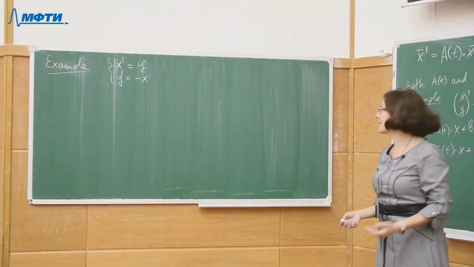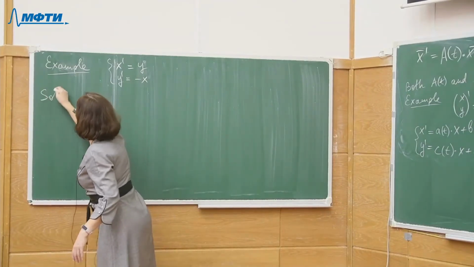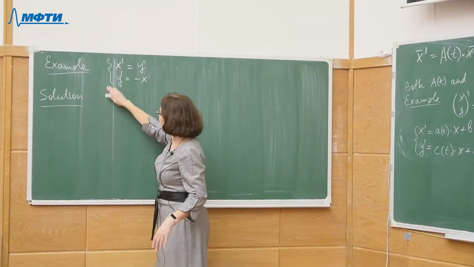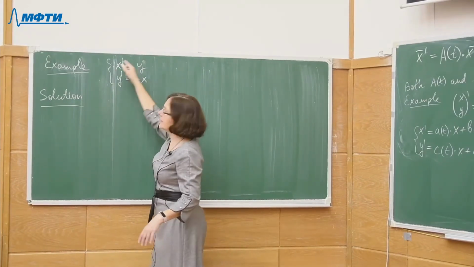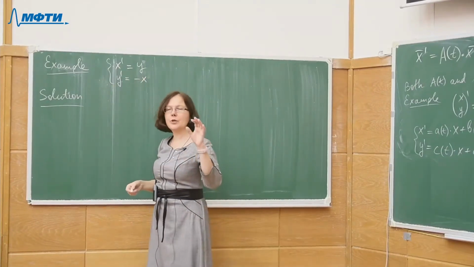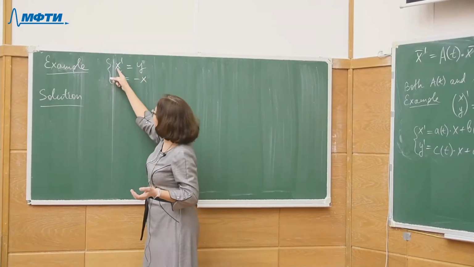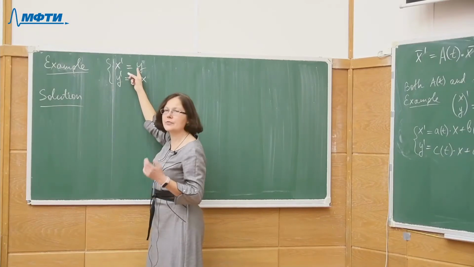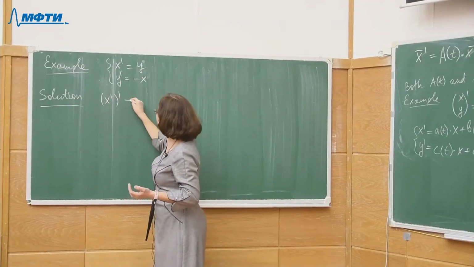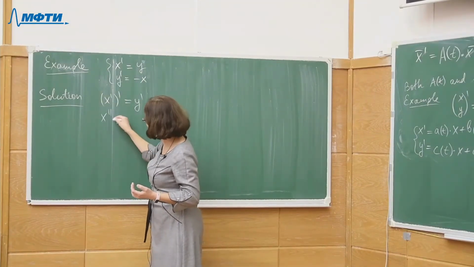How to do this? So the solution is the following. Let's consider the first equation, for example, and differentiate one more time. So let's take derivatives of both parts of this equation, right? We will get the following. X double prime equals y prime.